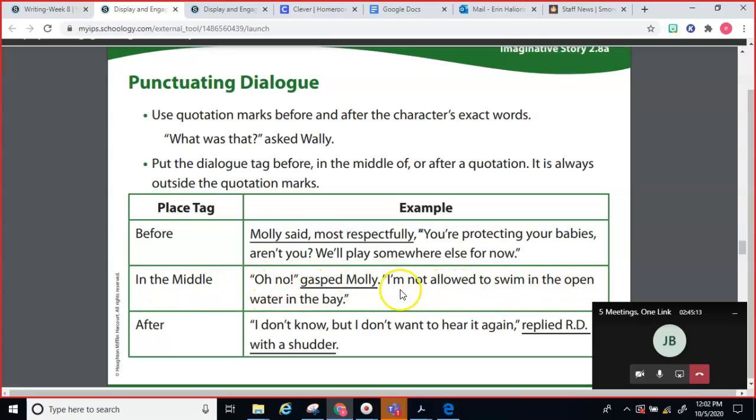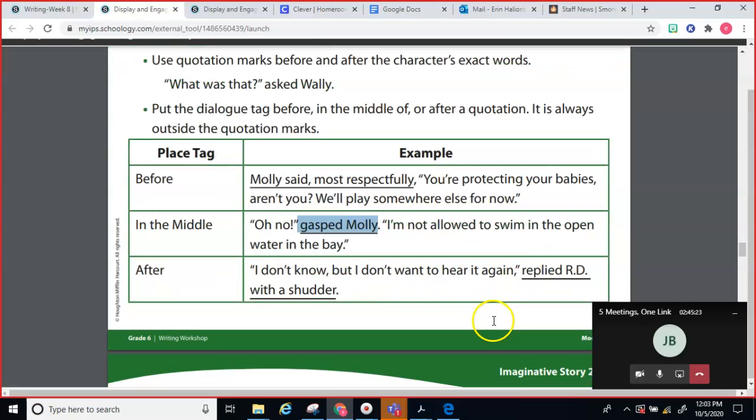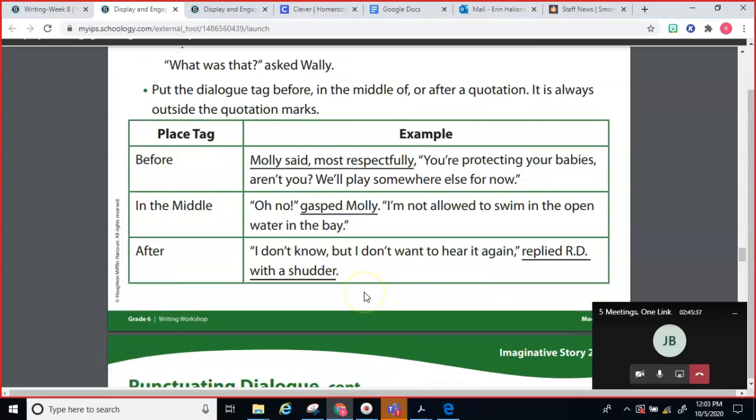I'm not allowed to swim in the open water in the bay. If you put it in the middle, that means the character said what came before it and what came after it, or you can put it after. I don't know, but I don't want to hear it again, replied R.D. with a shudder. Right, so again, it comes after the quote. 3 ways that you can do that.